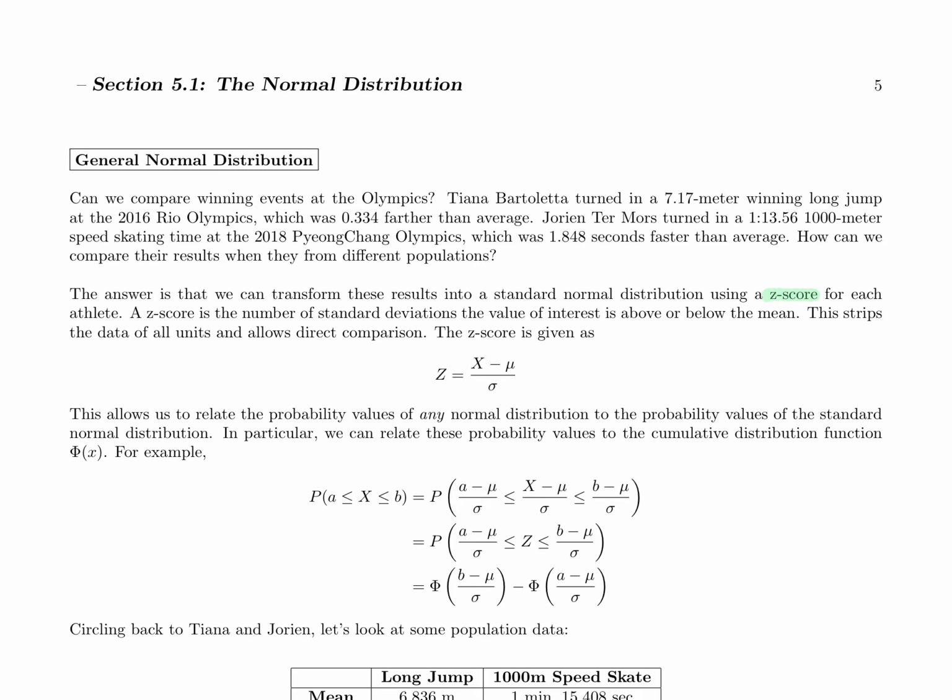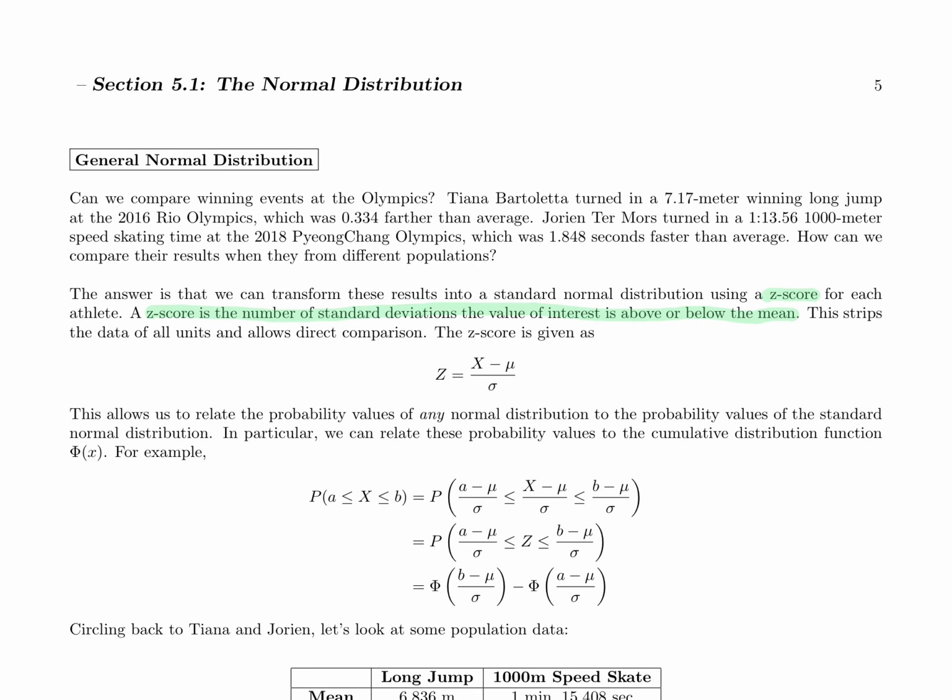All right, let's see here. That's our z-score. So what is a z-score? A z-score is the number of standard deviations the value of interest is above or below the mean. It's technically part of what we were looking at when we were looking at those x values on the standard normal: how many standard deviations away from the mean it was. So this strips data of all of its units and allows us to compare different data distributions that are normally distributed. We can compare them even though they have different units.